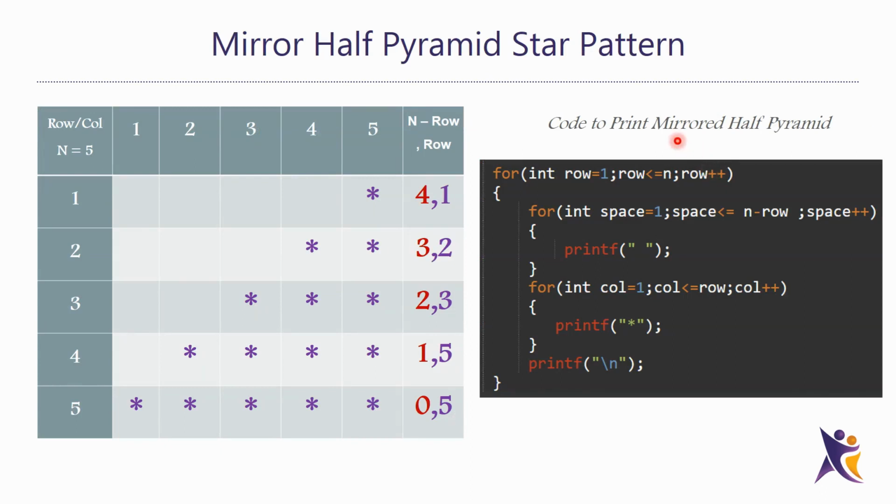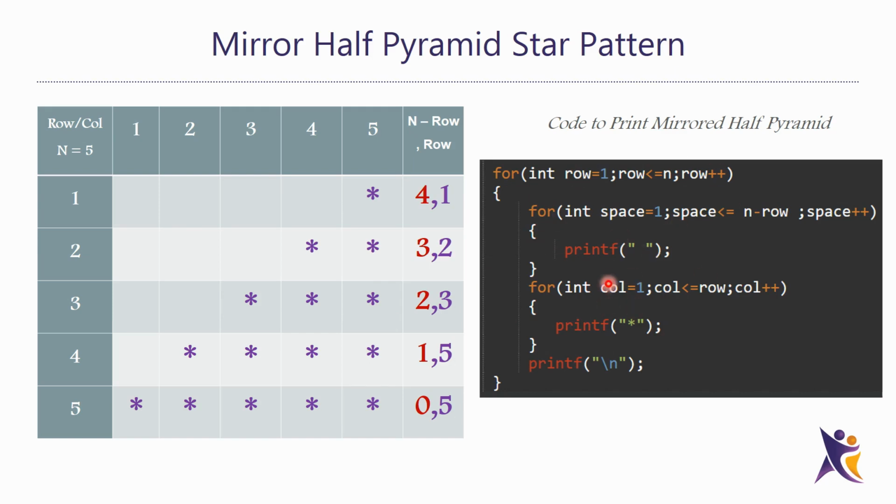Let's see the code for a mirror image of the half pyramid. This is the table representation of the mirror image of the half pyramid. This outer loop is to print all the rows, and the first inner loop prints the spaces, and the second inner loop is to print the stars. Here we have to print n minus row spaces, that's why the expression has that logic. If you have any questions on how this logic came about in the mirror image, just refer to the previous video to understand this code.